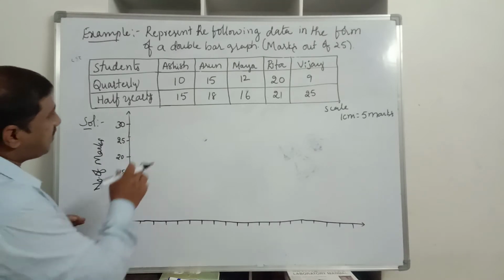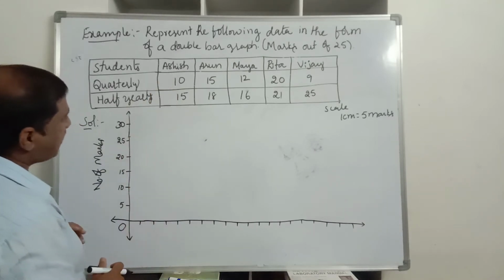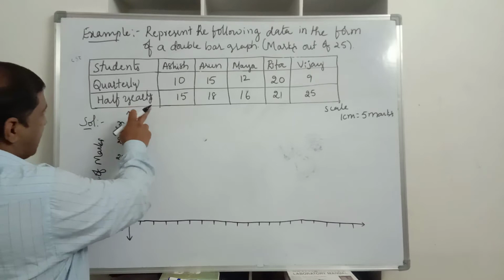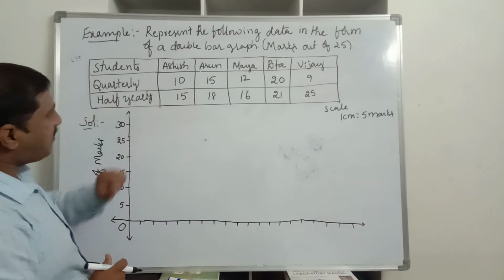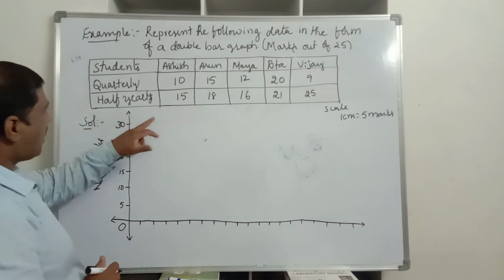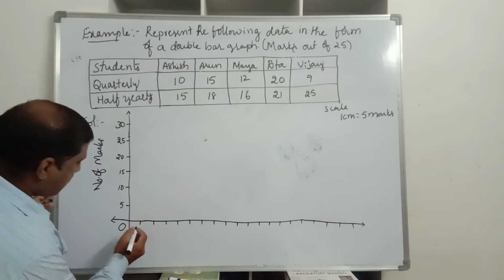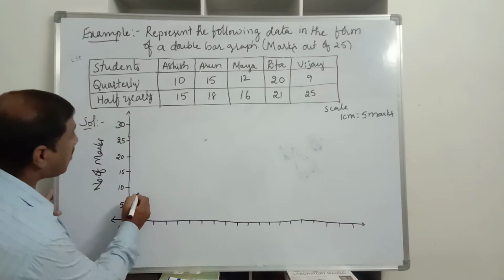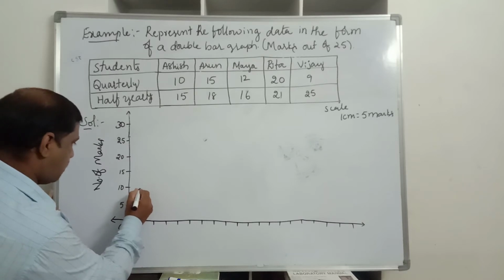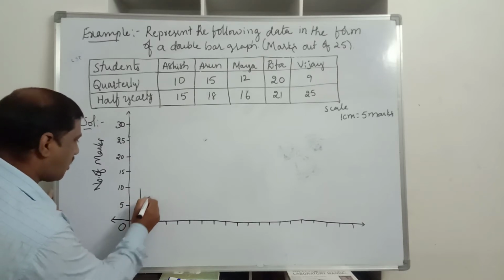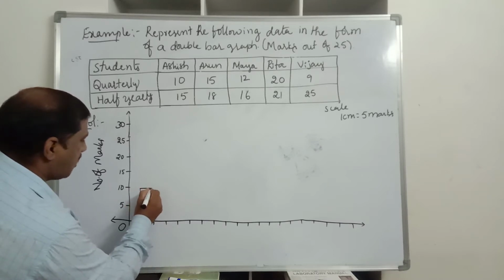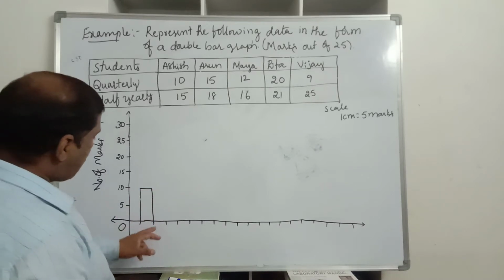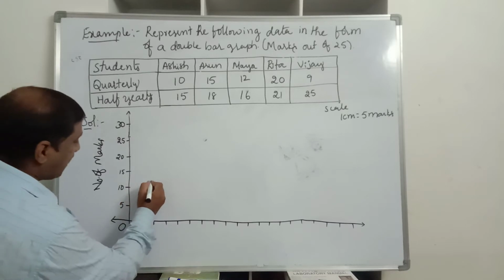Now you see here, the first student is Asis. How many marks did he get in the quarterly examination? He got 10 marks in the quarterly examination, and 15 marks in the half yearly examination. So leave this line; quarterly is 10 marks. This bar represents quarterly marks, 10 marks. And how many marks did he score in the half yearly examination?